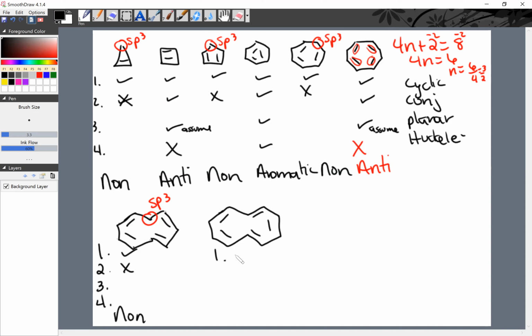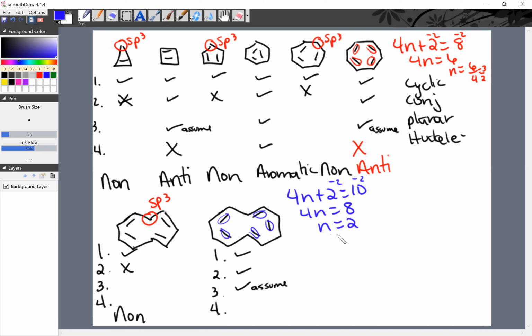All right. Yes, it's planar. Yes, it looks conjugated. All right. Is it planar? Okay, we're going to do a little assume. We're going to assume that it is. Let's check those electrons. So we have 2, 4, 6, 8, and 10. So, not 2n, 4n. 4n plus 2 is equal to 10, so subtract 2. So 4n is equal to 8, so n is equal to 2. Yay!